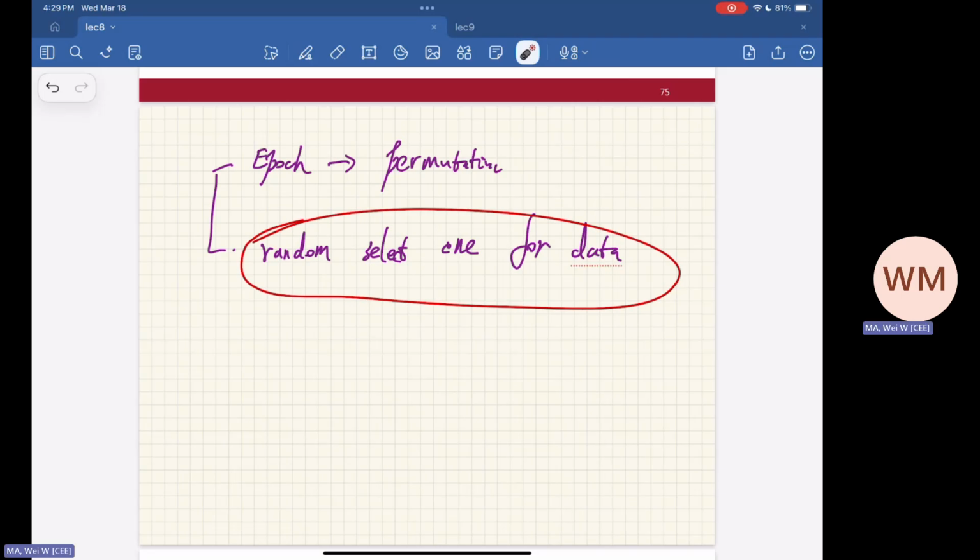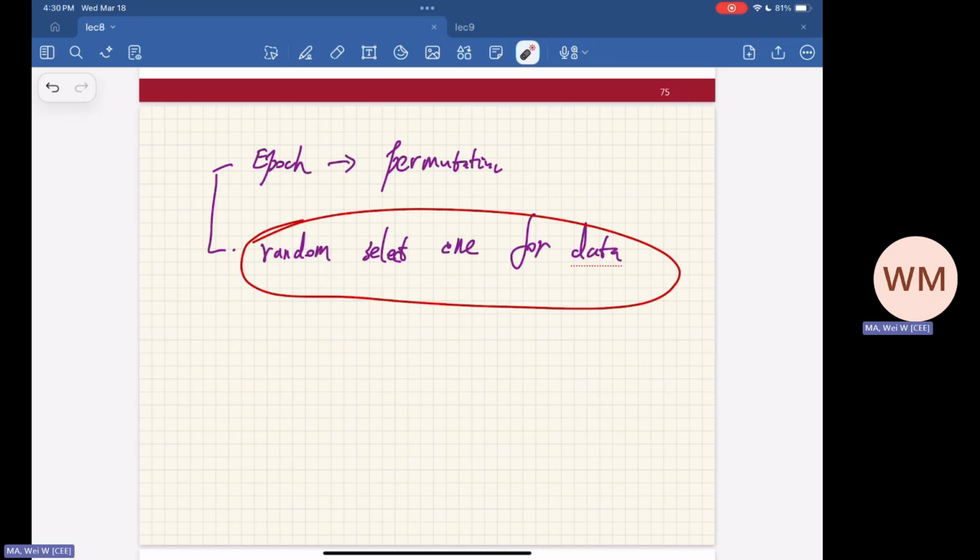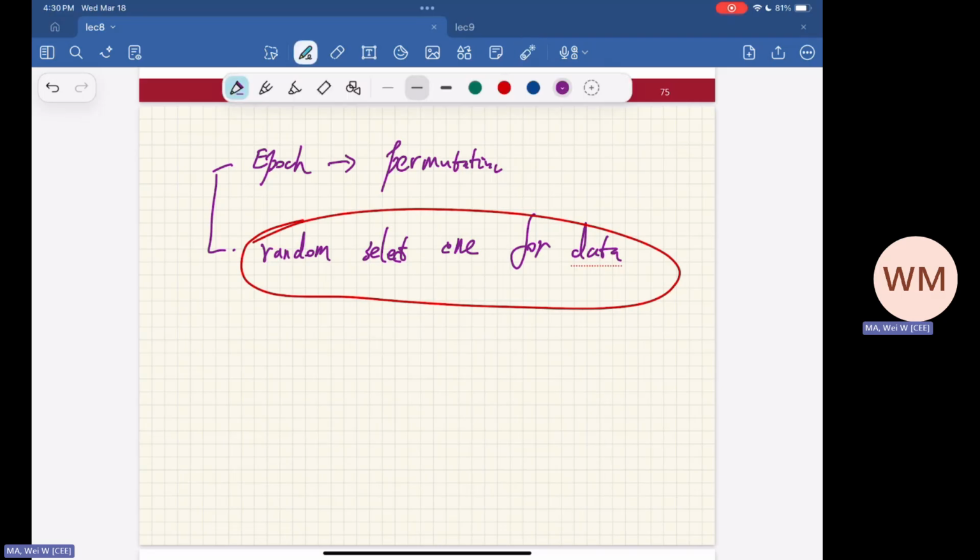Later, for example, if you want to train a deep learning model, most models will use this idea. This is called permutation. So basically, you permute. If you don't like this word, in deep learning, usually this is called shuffle. Basically, you shuffle the data.